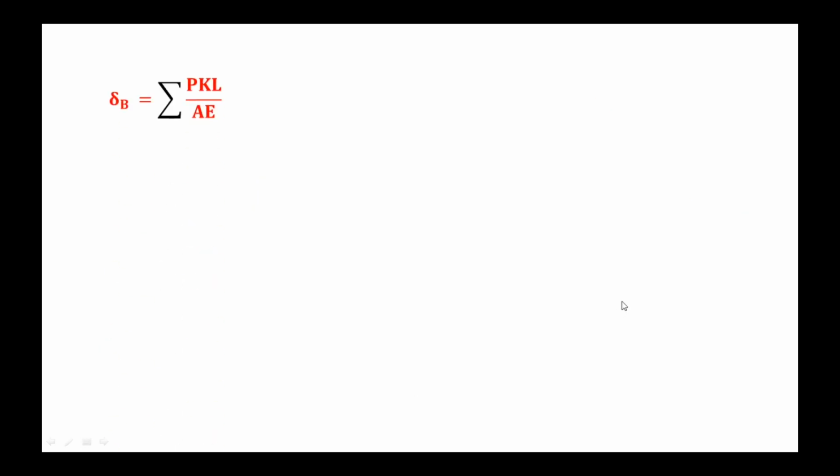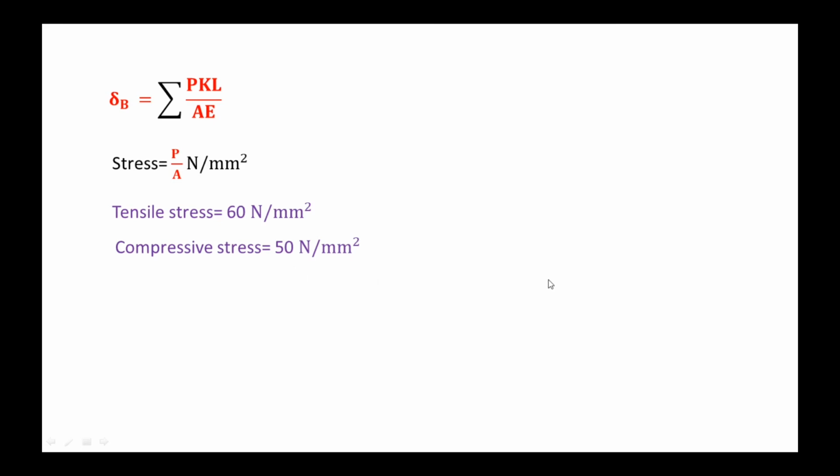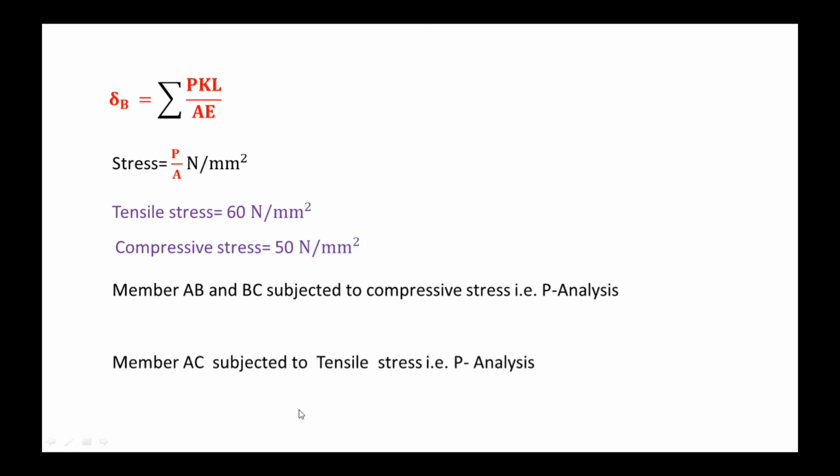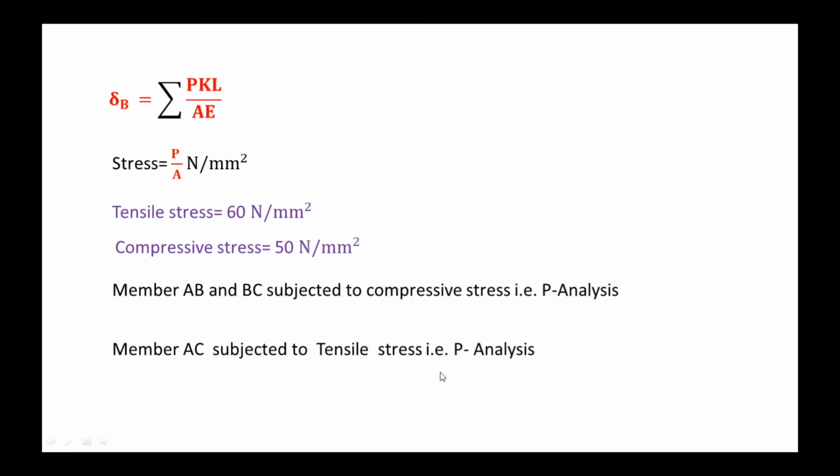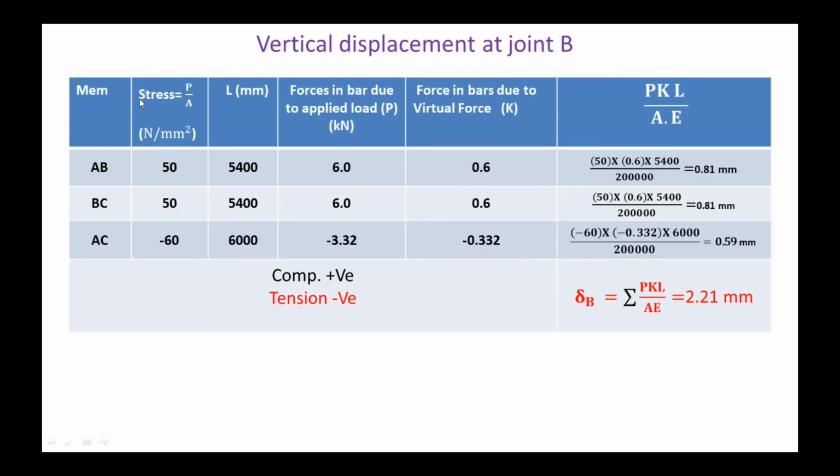Here we know delta B is equal to the summation of PKL by AE, but here P by A, that is the stress, is given in the problem, and the area is not given. Stress is equal to P by A, Newton per mm square. As per compression and tension, we take the stresses directly. Here is the table of stress P by A: AB and BC are in compression, so 50 Newton per mm square, and AC is in tension, so minus 60. Lengths of the members are 5400, 5400, and for AC 6000.